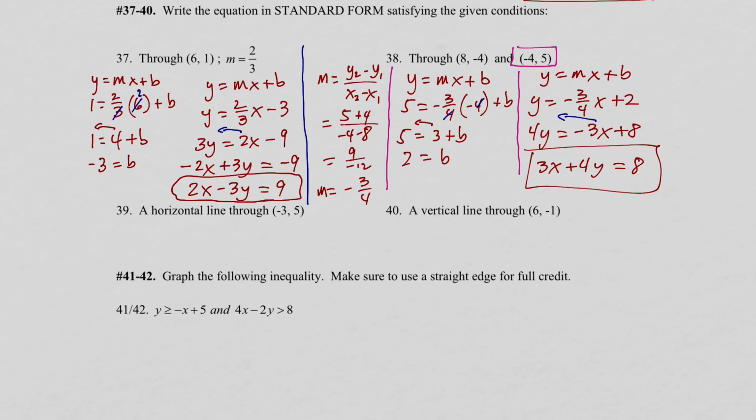Number 39, a horizontal line is a line that looks like this, which is in the form of y equals, and they gave us a y value, so we're done. A vertical line looks like this, which is in the form x equals, and we have an x value, so we're done.